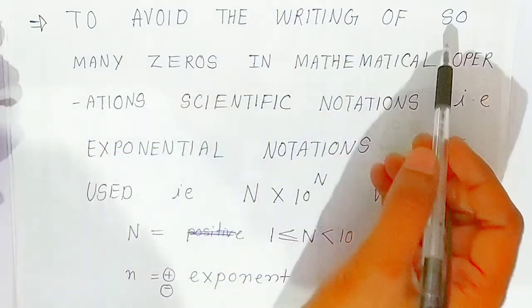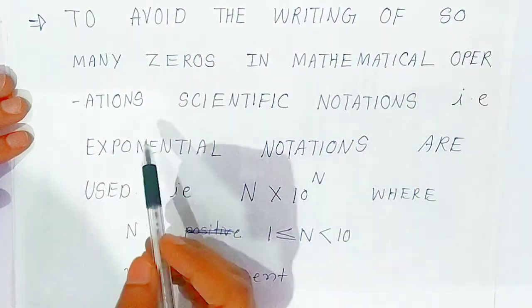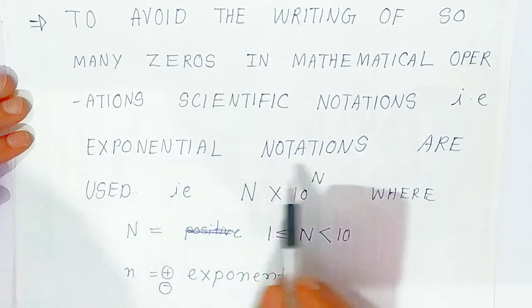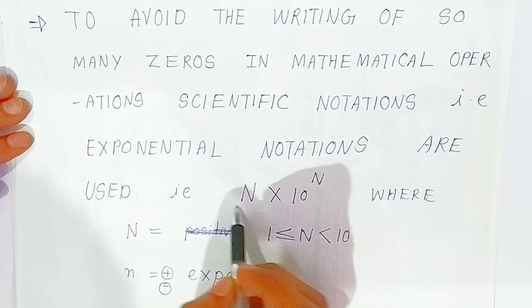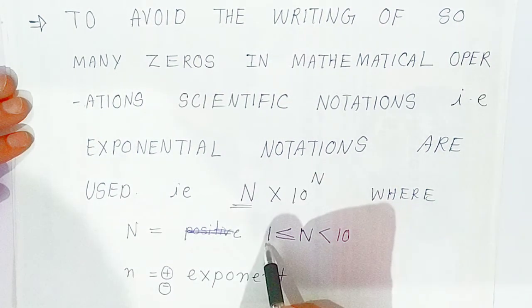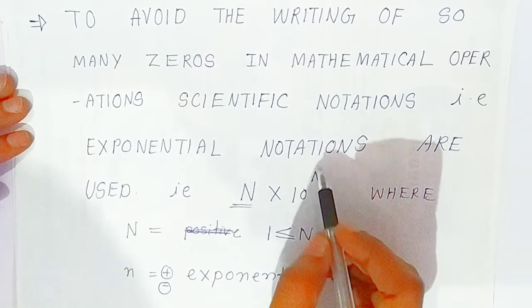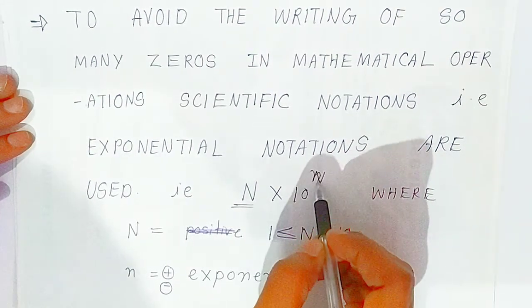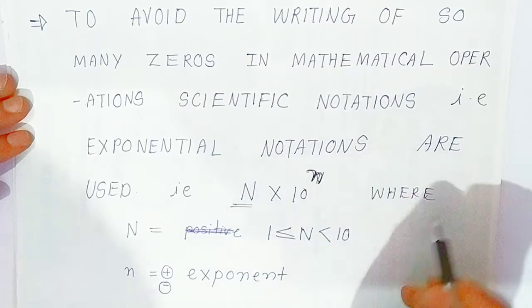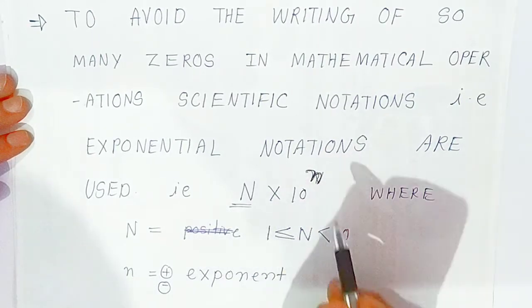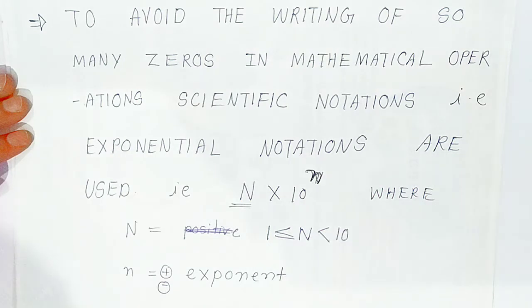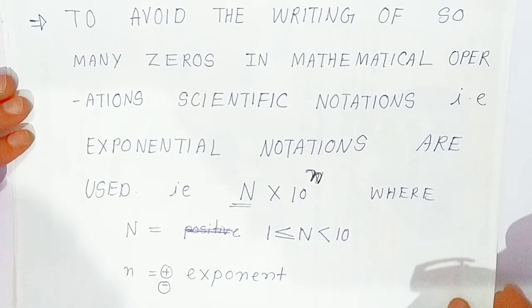Now, to avoid the writing of so many zeros in mathematical operations, scientific notation, that is exponential notation, is used. Here students, N is the number which is coming, from 1 to 10, and small n is the exponent, whether it is positive or negative. So this is the way we write the numbers in a short way.